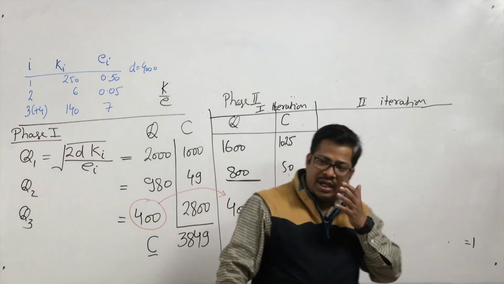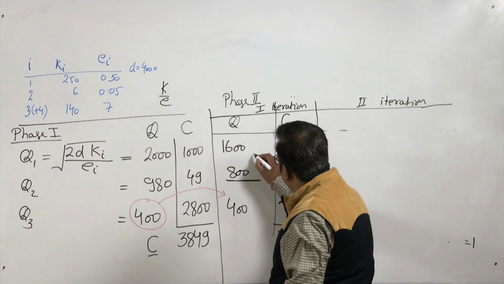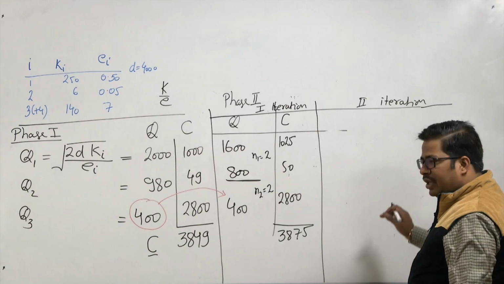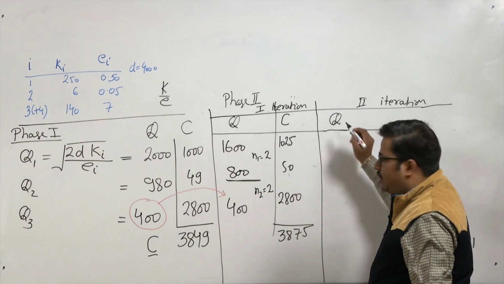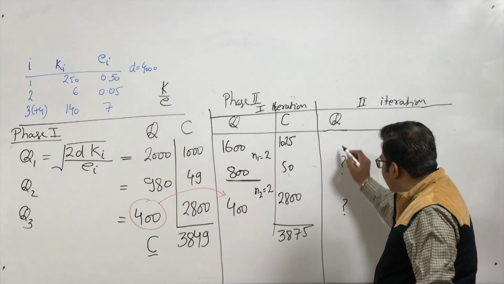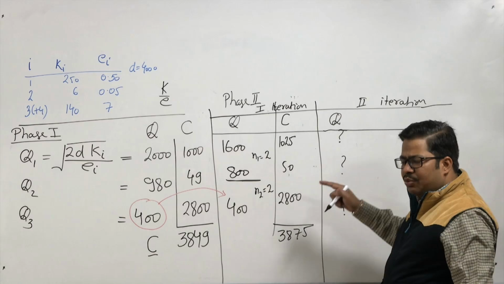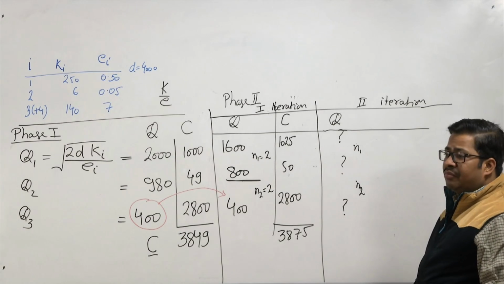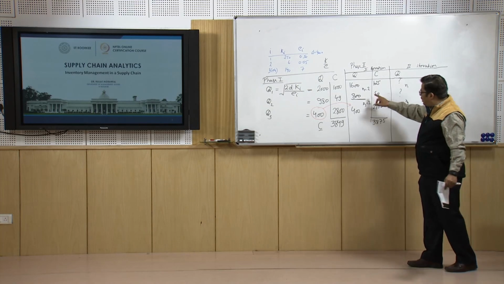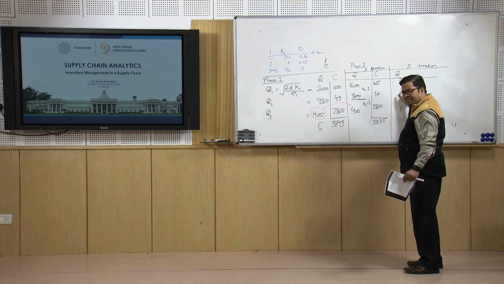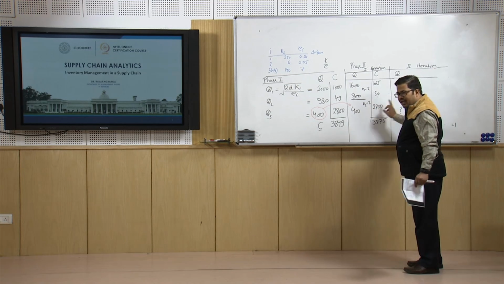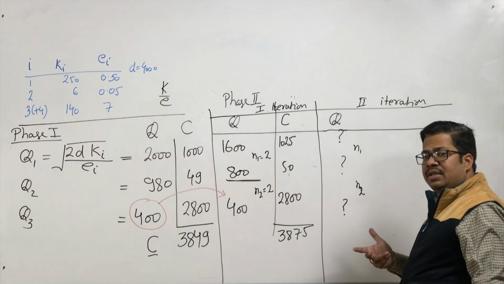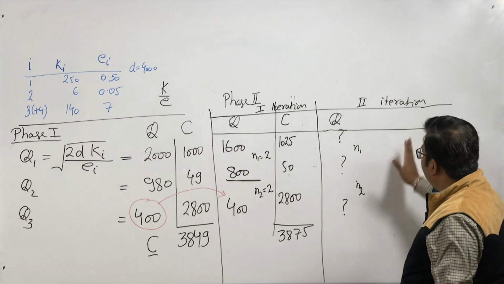The idea is that here we have calculated the values of N1 and N2. Now in the second iteration we will again calculate the values of Q3, Q2 and Q1, and when we are calculating Q3, Q2, Q1, we will also determine the values of N1 and N2. If there is no change in the value of N1 and no change in the value of N2, in that case we will say that this is the final answer. But if there is a change in the values of N1 and N2, we may need to go for a third iteration also.